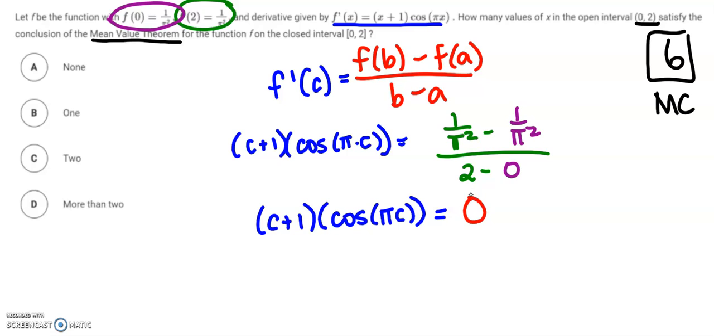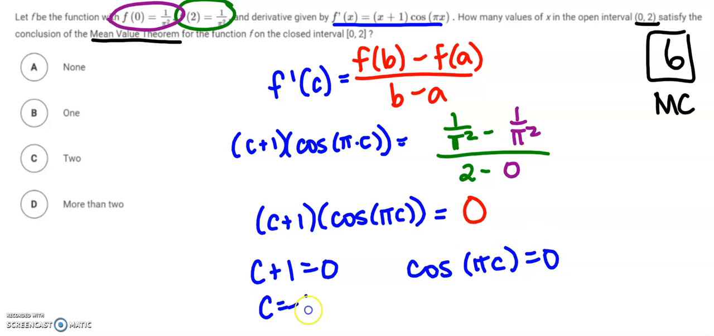So actually this is kind of more of an application of Rolle's theorem, but that's okay too. Mean value theorem is just a more broad Rolle's theorem. So I'm going to set c plus 1 equal to 0, and I'm going to set the cosine of pi c equal to 0. C is equal to negative 1, but we're only supposed to be looking on the interval from 0 to 2, and negative 1 is not on that interval, so that one we're going to throw out.